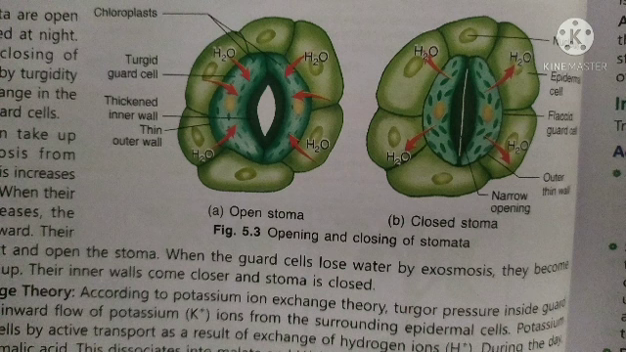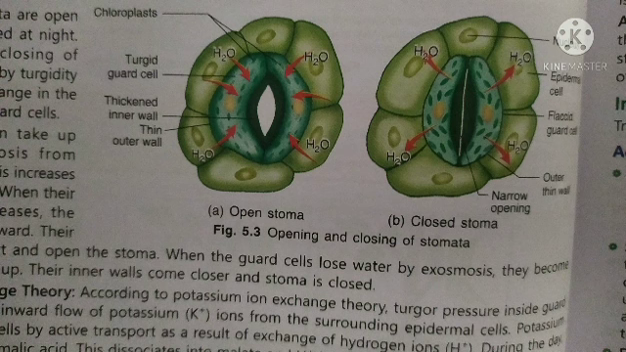The guard cells contain a large number of chloroplasts, and during the day when photosynthesis takes place, the food is stored in the form of starch, and this starch is further converted to malic acid. The malic acid dissociates to form malate and H positive ions. These H positive ions formed through malic acid are exported out from the guard cell to the epidermal cells, and in return the K positive ions enter inside the guard cells from the epidermal cells.